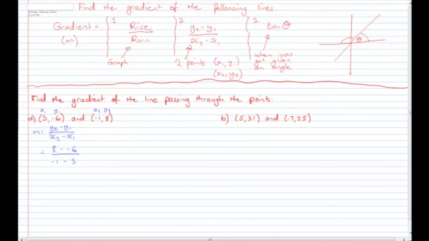So 8 minus -6, so the 2 minuses here become a plus, so you get 8 plus 6 is equal to 14 here, and the -1 minus 3 becomes -4. Cancelling down by a common factor of 2 because 2 goes into both of these numbers, so 14 divided by 2 is 7, and -4 divided by 2 is -2, which of course gets us our final answer of -7 over 2. Make sure that we leave our answer as a fraction because it's an exact value that way. Now what I want you to do is press pause and actually have a go at part B.